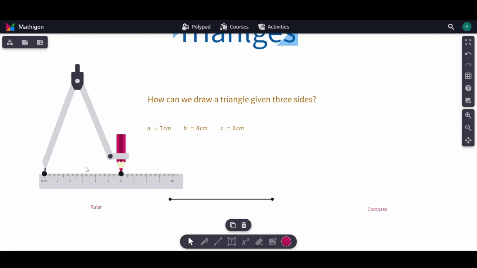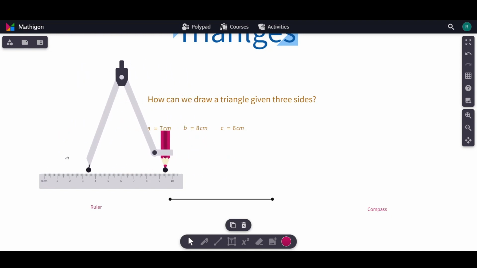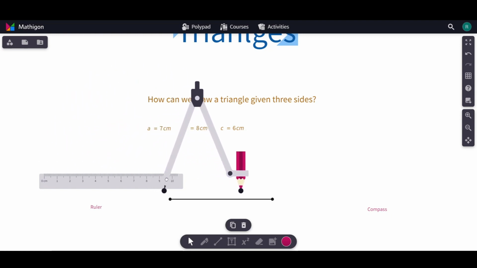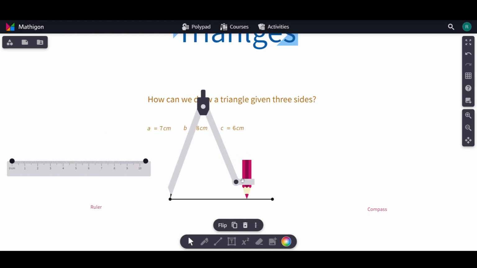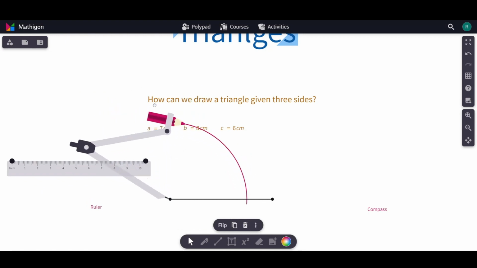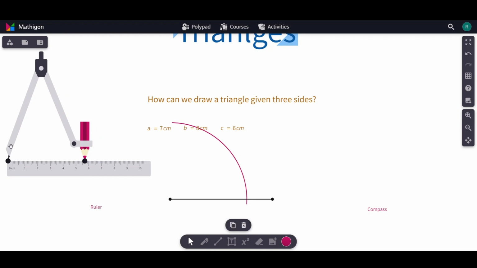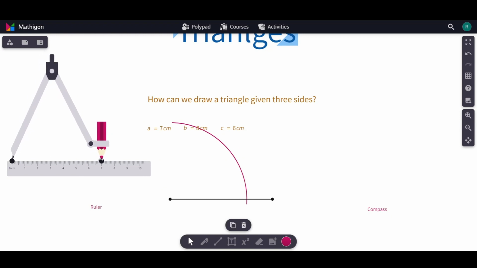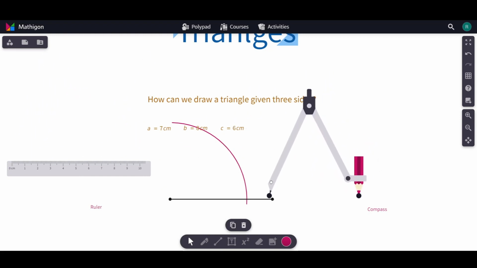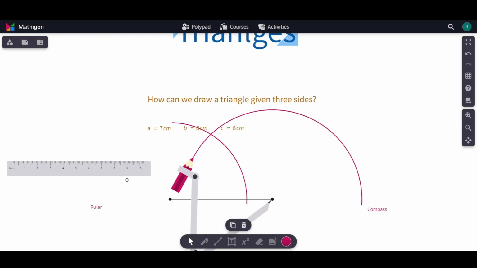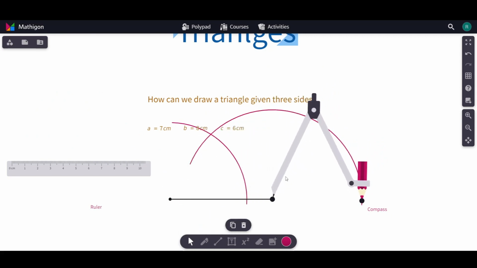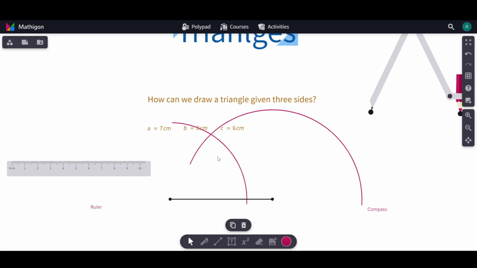So let's open our compass about 6 centimeter first. Okay, this is 6 centimeter. We put it on one of the edges. Now let's draw a part of a circle. This is enough. Now let's do the same thing for 7 centimeter. Put it on 0, extend it to 7, put it here. So above the base, we end up with a single intersection point.